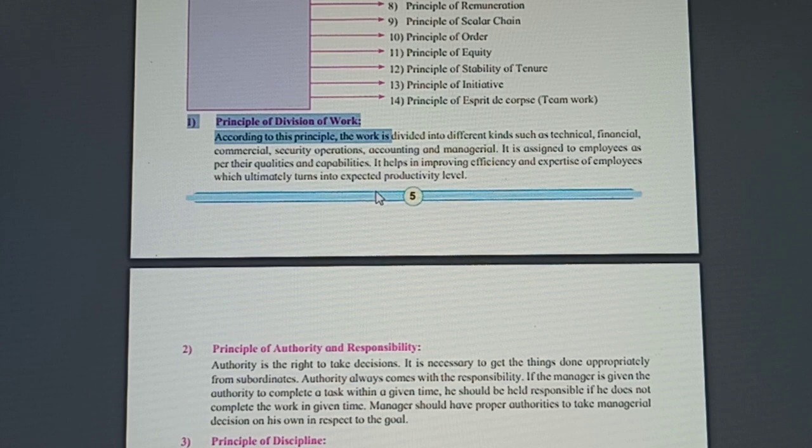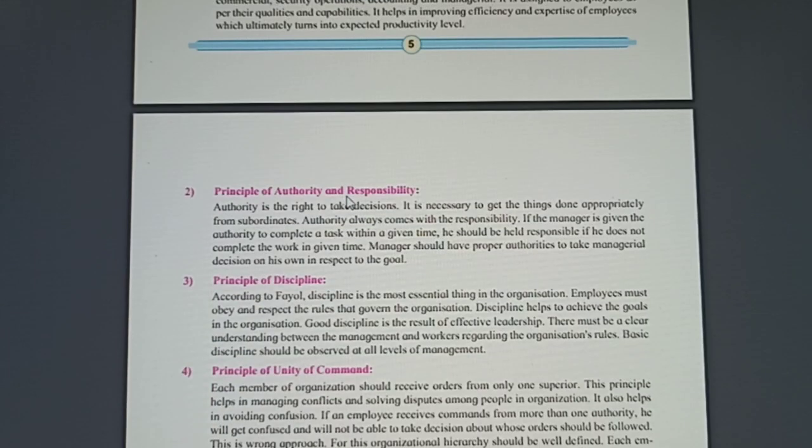All employees are not the same. All do not have the same brain or the same technical level of thinking. But if you assign all the work according to their capability, you can get the desired results. So, principle of division of work.